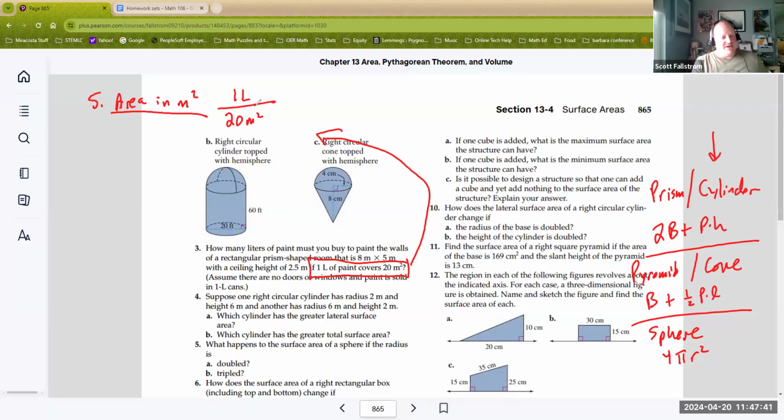So how many liters of paint do you need to buy? You'd multiply, the square meters go away. You're left with how many liters? Now, if I was asking this question, I would probably change it just a little bit, and I would say, how much would it cost? And I would tell you how much a liter of paint costs.